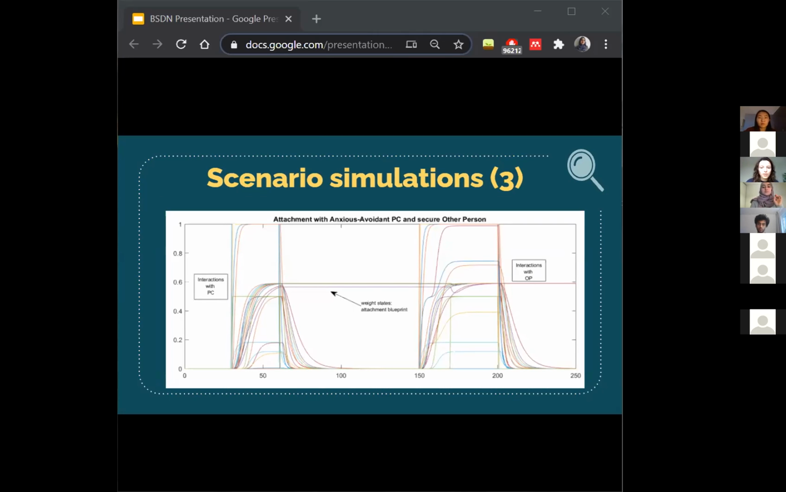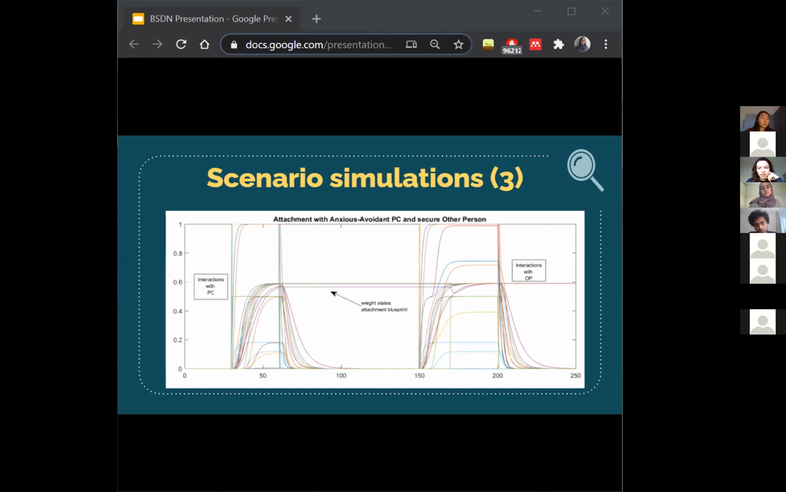And then this graph shows the second scenario which was simulated. Here the main character has a primary caregiver that's insensitive and rejecting towards the main character. So that would create the anxious avoidant attachment pattern. And as we can see, this leads to lower values on the left part of the graph. There are a few that are lower than we saw before.